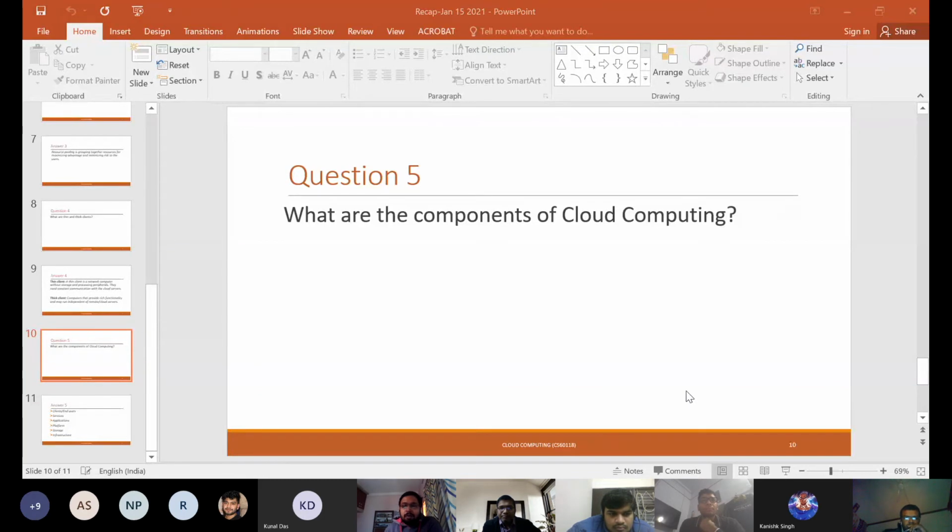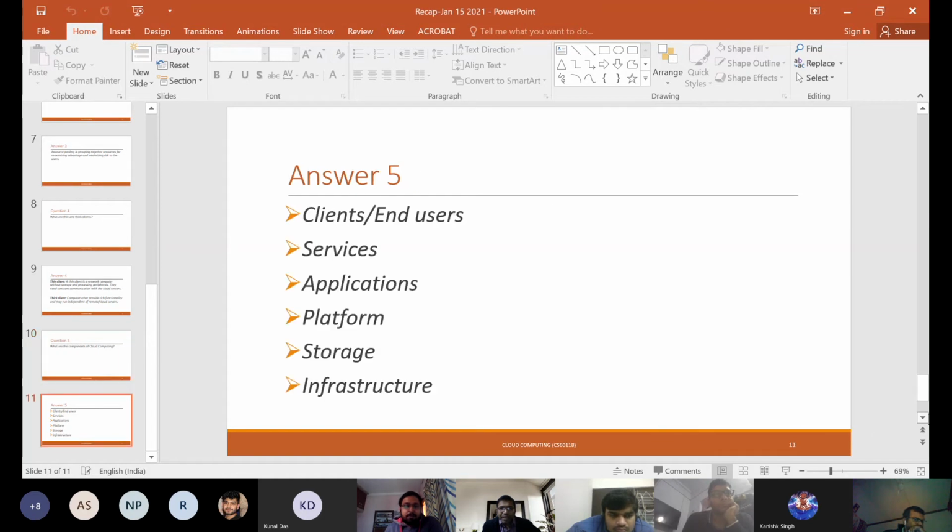Sir, I'm Atanu. The components are infrastructure, platform, like data storage platform, then applications, then services. Let us have a look what I have. Clients or end users, services, applications, platform, storage, infrastructure. Okay. So I think we'll stop over here.